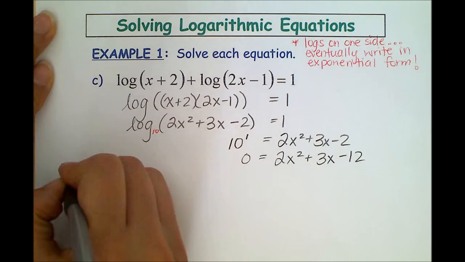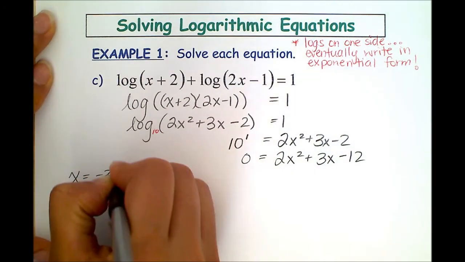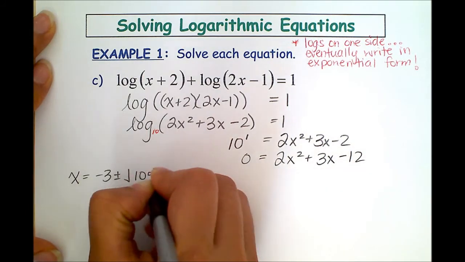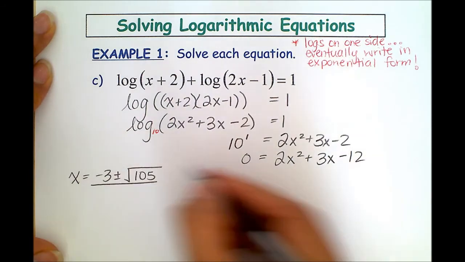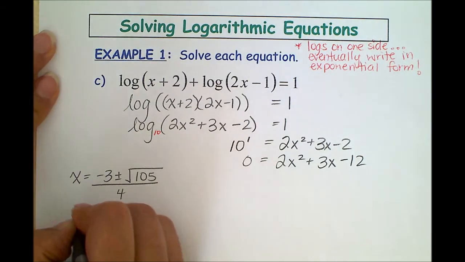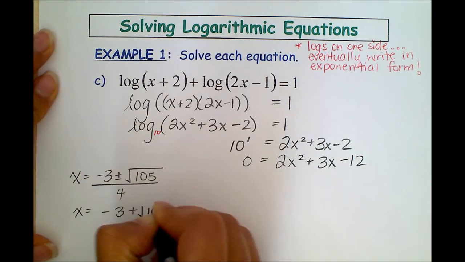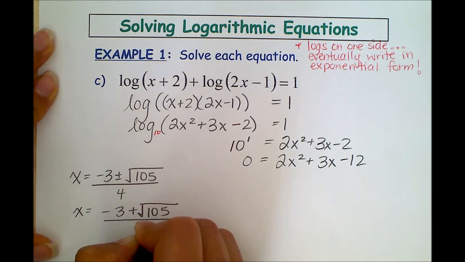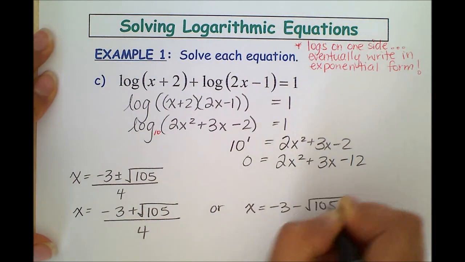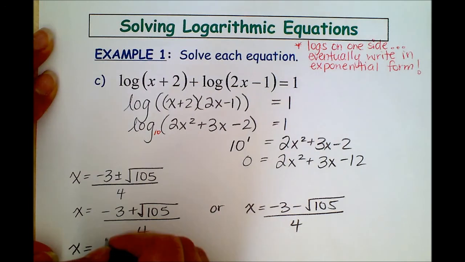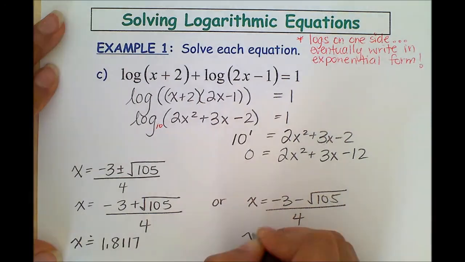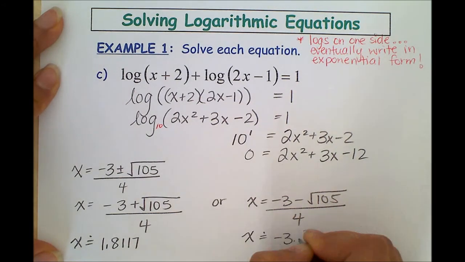And so I get x equals negative 3 plus or minus the square root of b squared minus 4ac, which ends up giving me 105, all over 2 times the coefficient of 2 times a, which is 4. So there's my value for x, which means I get x equal to negative 3 plus the square root of 105 over 4, or x equals negative 3 minus the square root of 105 over 4. And if I figure out what these are as decimals, I get x equals approximately 1.8117, and x is approximately equal to negative 3.3117.